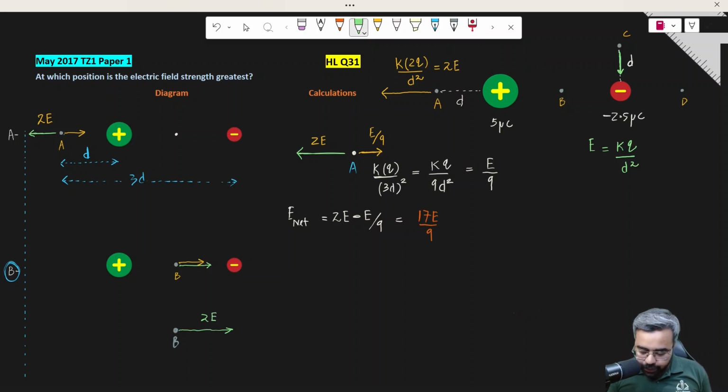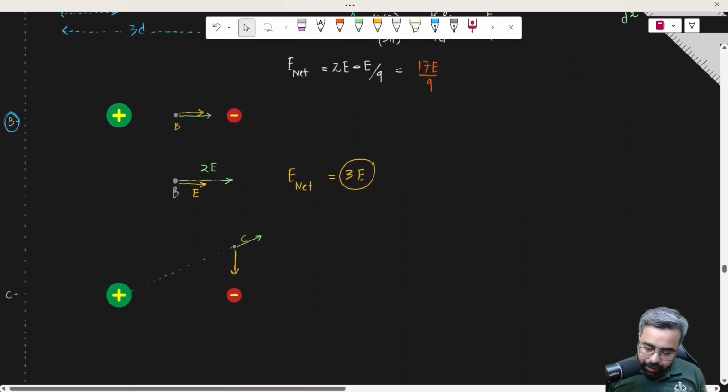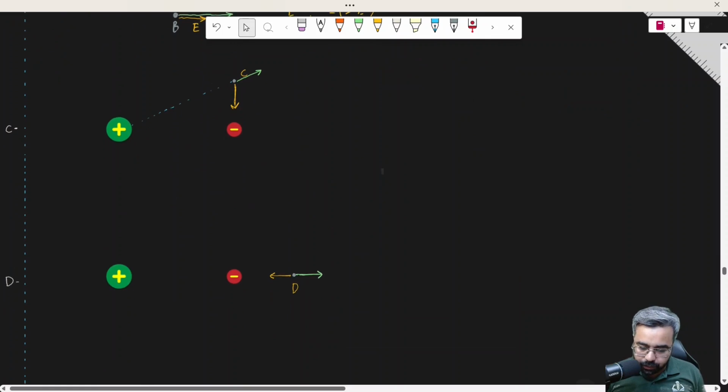Then due to the negative charge, which is half of its magnitude, it should be just E, because its charge is half, whereas the distance is the same from both charges. So don't you think the net electric field strength is equal to 3E? That should be a maximum answer. Now, I hope you understand the pattern. I'm just going to show you the rest of the thing.